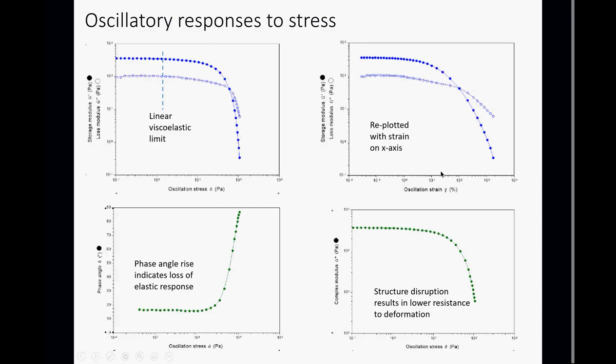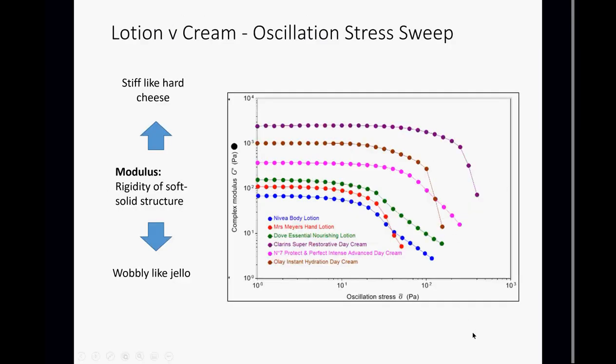The other thing we could do is plot this as a function of strain as well. This gives us an indication of effectively the brittleness of our sample. A product with a high yielding strain is something that can be deformed a long way before it breaks. On the next slide I've got some examples of other materials, again some typical cosmetic and topical products. Here we're seeing the modulus plotted as a function of stress, and we can see a range of moduli. Remember, high modulus means you've got a rigid structure, stiff like hard cheese. Low modulus means we have a very soft, very deformable structure, so wobbly like jello.